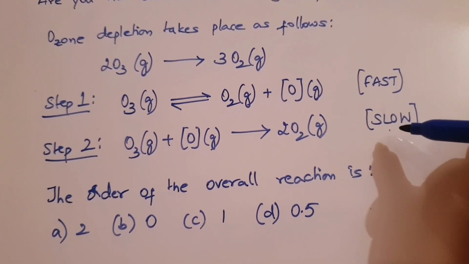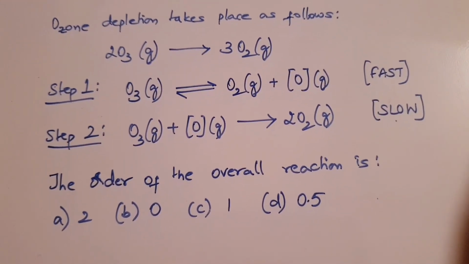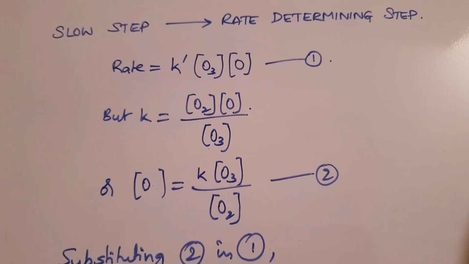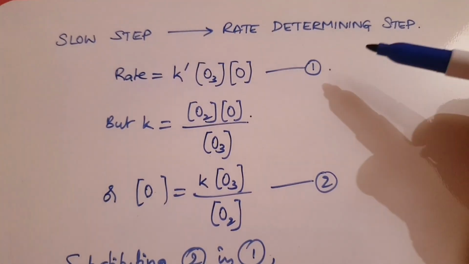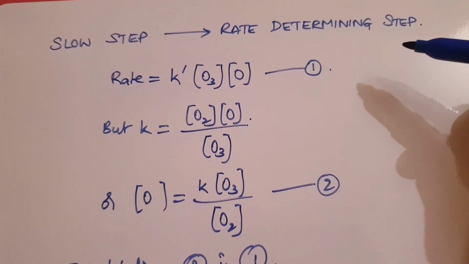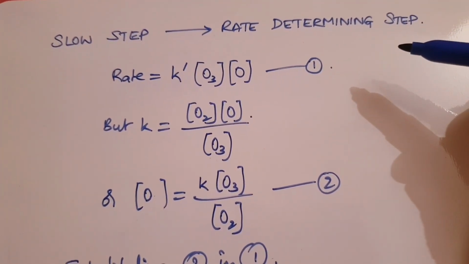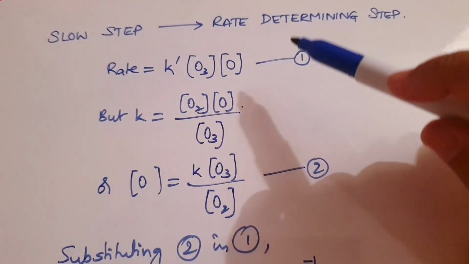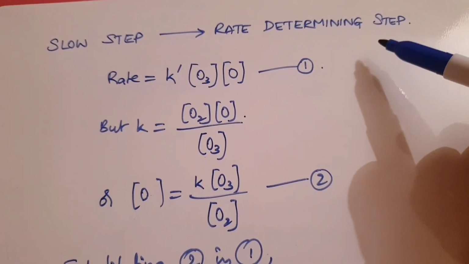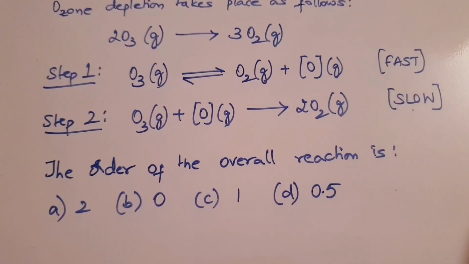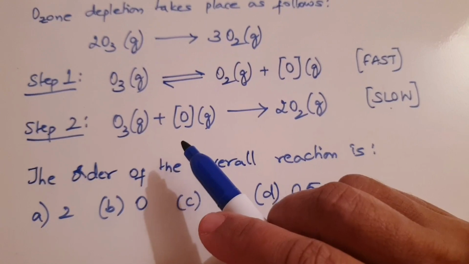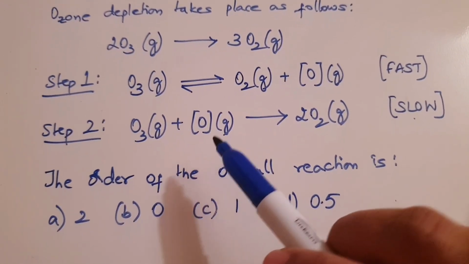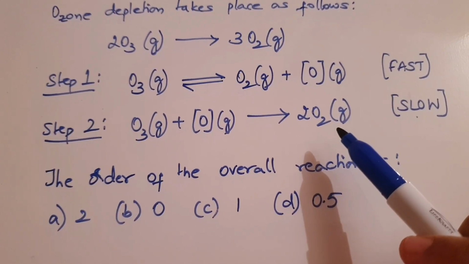And if you remember, let me draw your attention to the rate equation and also the rate determining step. If the reaction is taking place in more than one step, the slowest step will be the rate determining step. In this case, it is the second step, in which the ozone combines with nascent oxygen to give you molecular oxygen.